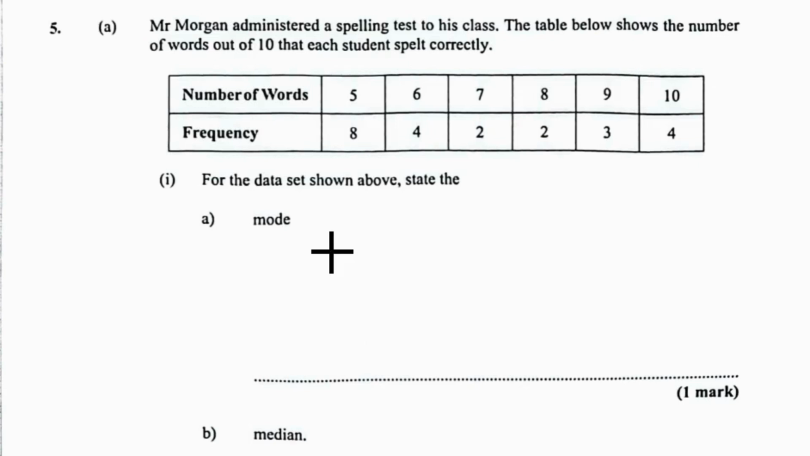What is the mode? The mode is simply the most frequent observation. So the most frequent observation will be the number of words that corresponds to the highest frequency. If you look at the frequency row, the highest frequency is clearly 8. So the mode will be the number of words associated with that, which is 5, because 8 students, which is the highest frequency in this table, received 5 words correct as their result.